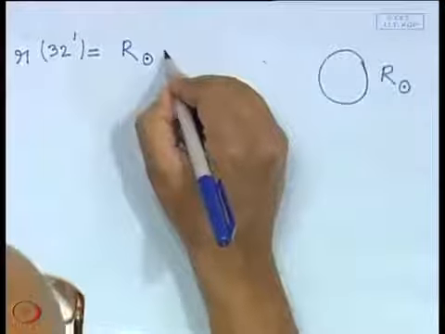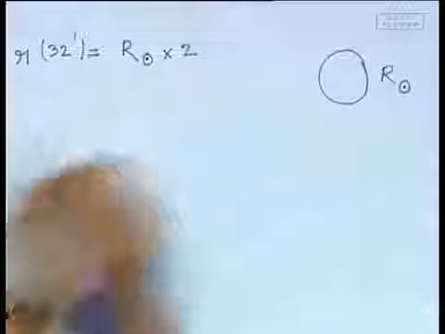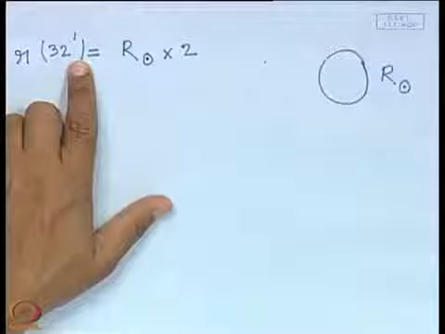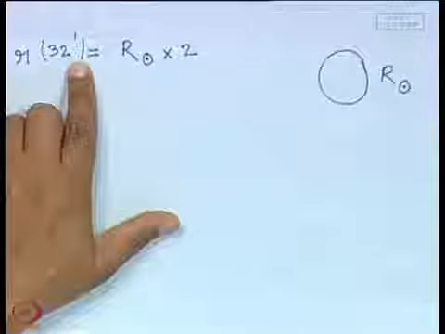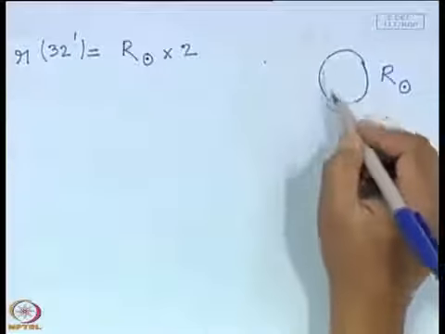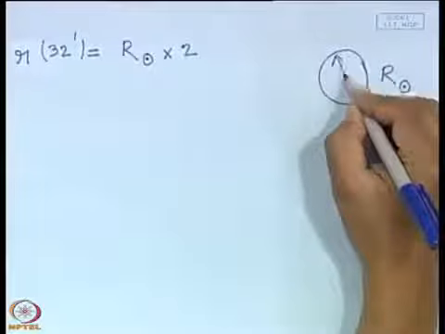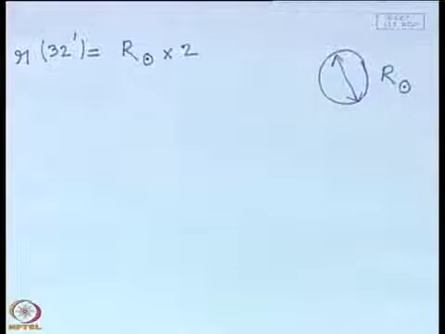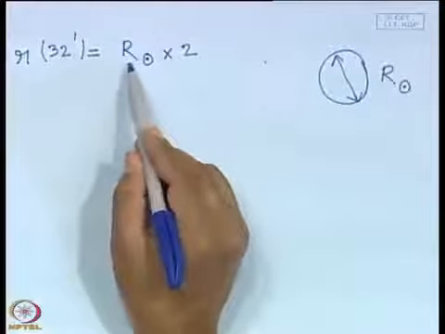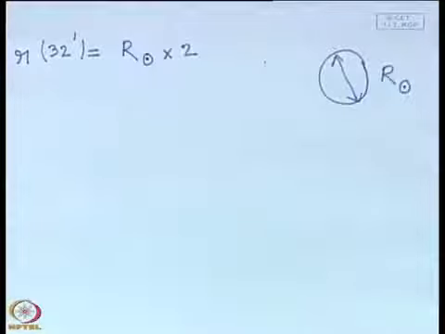Remember, you have to convert this into radians. This is in arc minutes. So, you can easily check this for yourself. The sun has an angular diameter of 32 arc minutes, and you multiply it with the distance and you will get the diameter of the sun, which is twice the radius. So, you can use this to determine the radius of the sun.